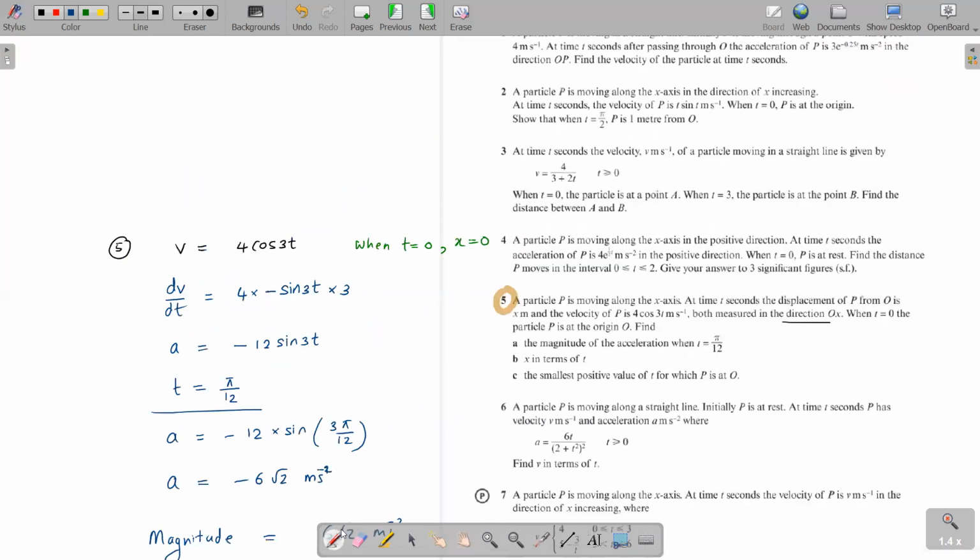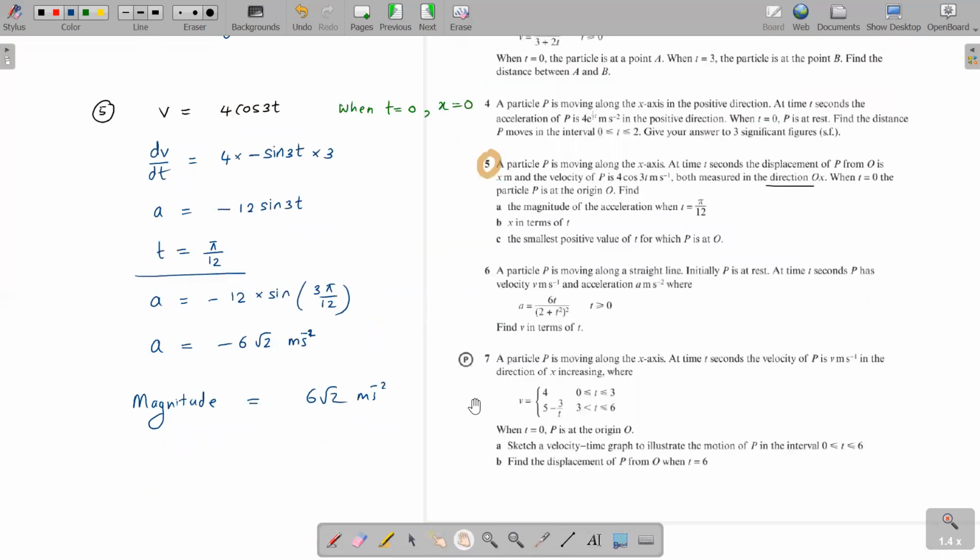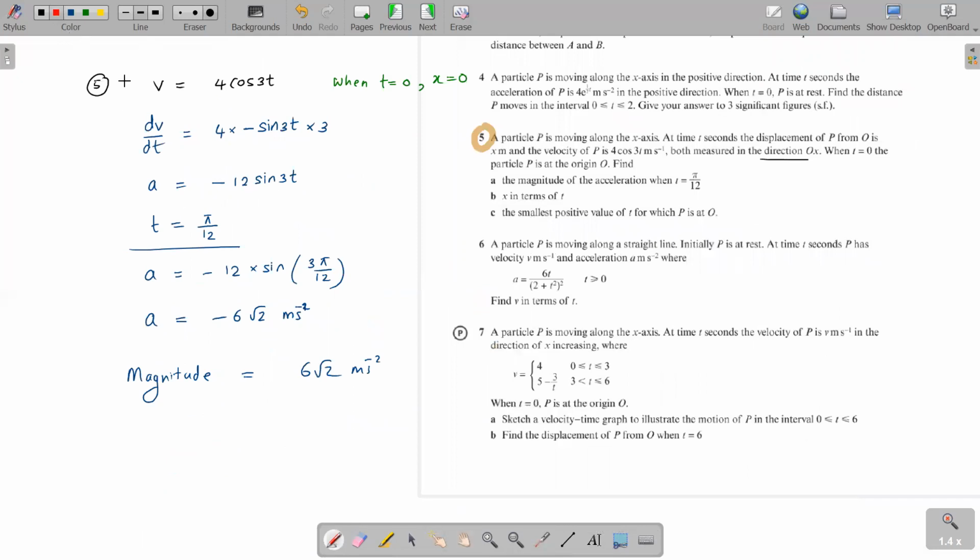The table was given to you clearly, right? Velocity when you differentiate, it was acceleration. But velocity when you integrate, you get the displacement. Can you remember in the table? So velocity integration is the displacement. So all you have to do here is take the velocity function from part B. So velocity is equal to 4 cos 3t.